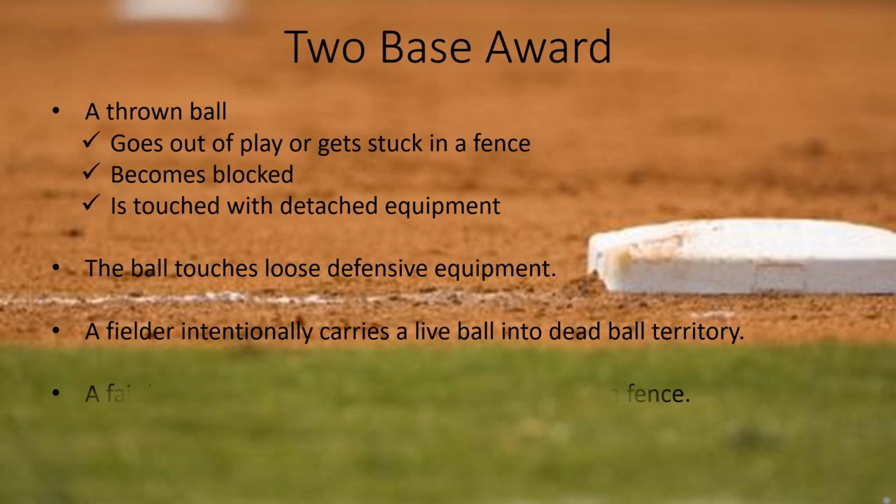A fair ball, of course, bounces over, goes through, or is lodged in a fence. That's the classic book rule double. Those are two bases from the base she occupied at the time of the pitch. Not when it goes out of play, not at the time of the infraction, but the base she occupied at the time of the pitch.